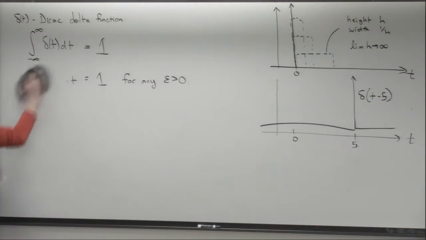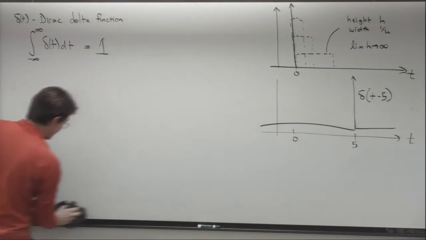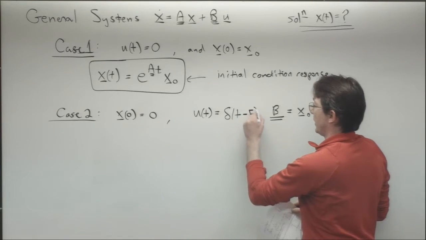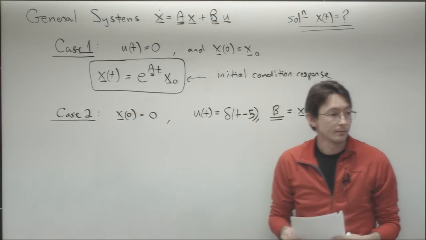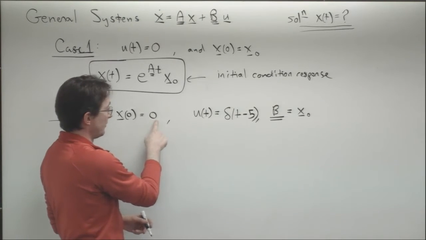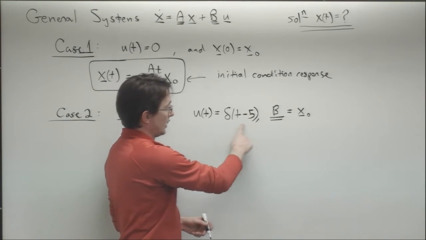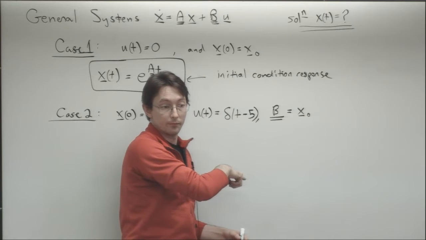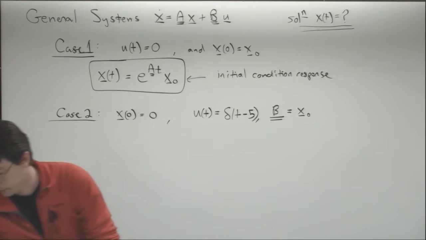Now, I'm going to do this example that's going to illustrate case 2. Maybe for case 2, I'll actually make this an impulsive delta function at t equals 5. This is going to make a little more sense. So my initial condition is 0. My input function is an impulse at time 5.